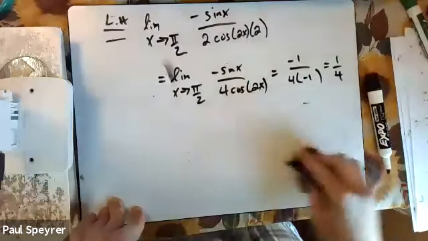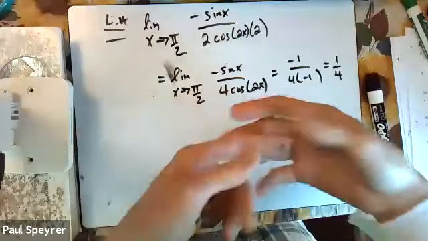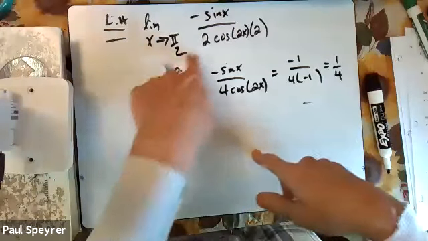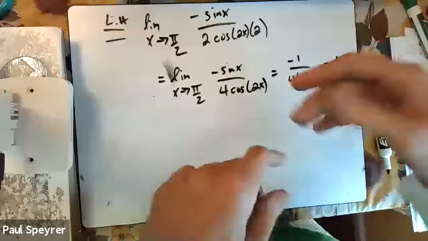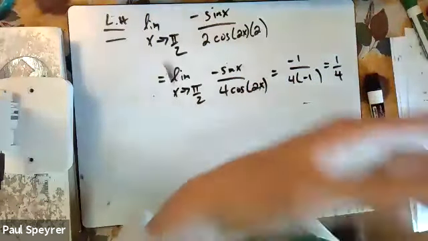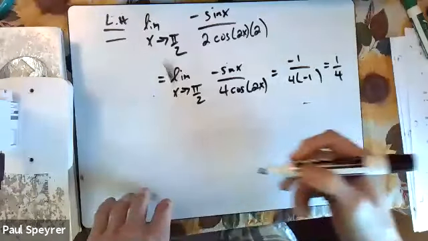What determines whether you keep L'Hopitaling? It's just when you plug in that limit into your expression, and you still get something in indeterminate form. If you keep getting something in indeterminate form, you keep L'Hopitaling.